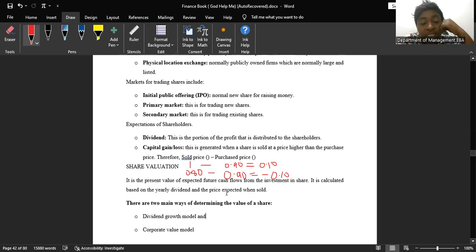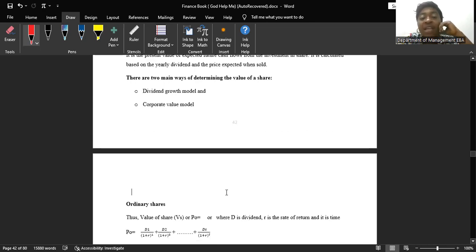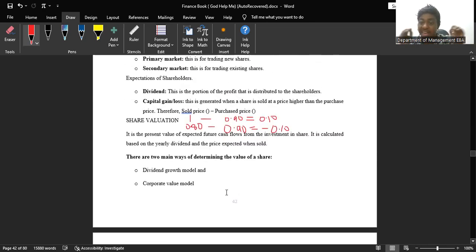Now we are going to share valuation. What is share valuation? In finance, anytime you hear of valuation, we are thinking of discounting future cash flows. They want to know the present value of the future cash flows. So when you talk of share valuation, they're talking of the present value of the expected cash flows from investing in shares. Okay. All right.